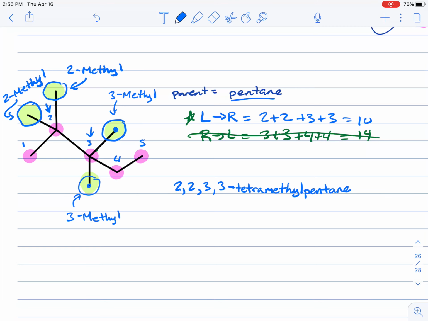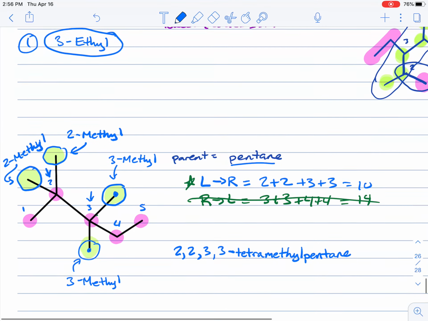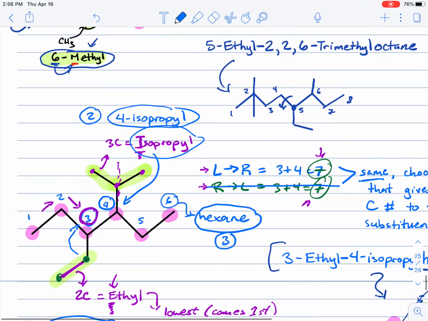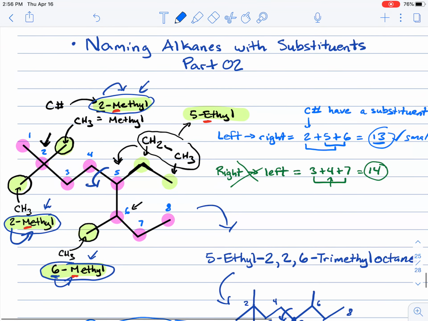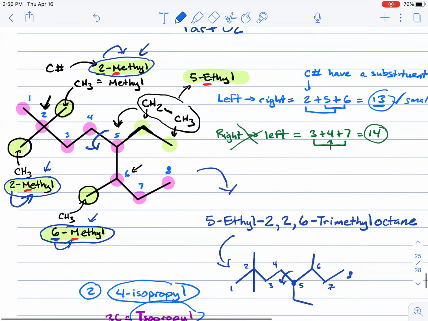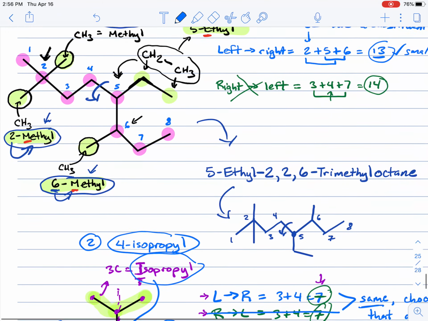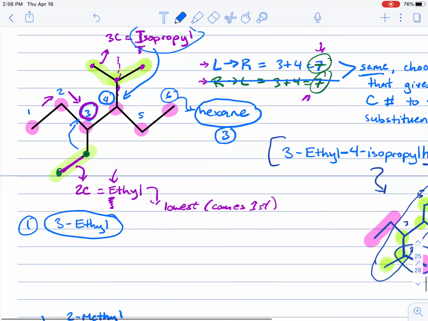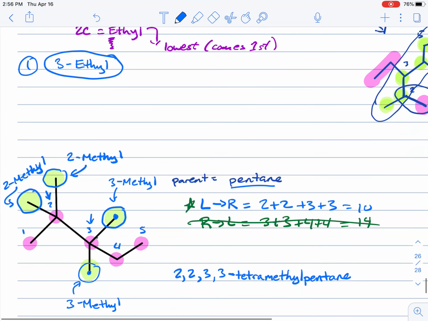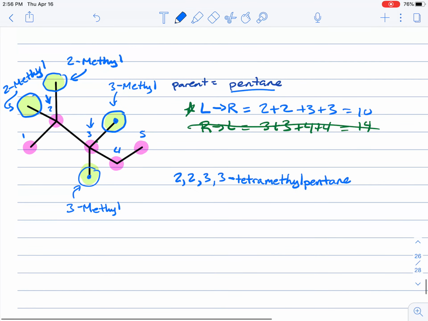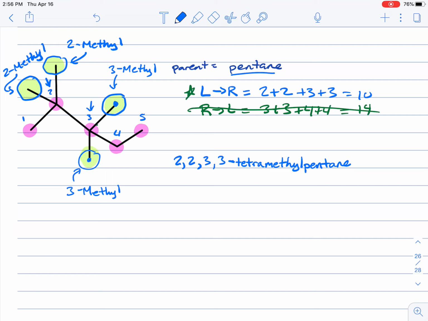So I'm hoping that you guys are getting the hang of it by going through this exercise. I know that some of these, the naming and the numbering, is a little bit tedious and maybe a little bit specific and maybe overwhelming. I'm not too sure how you guys are feeling about it. But once you get the hang of the numbering system and identifying the substituents and the parent chain, all of this is actually kind of fun.